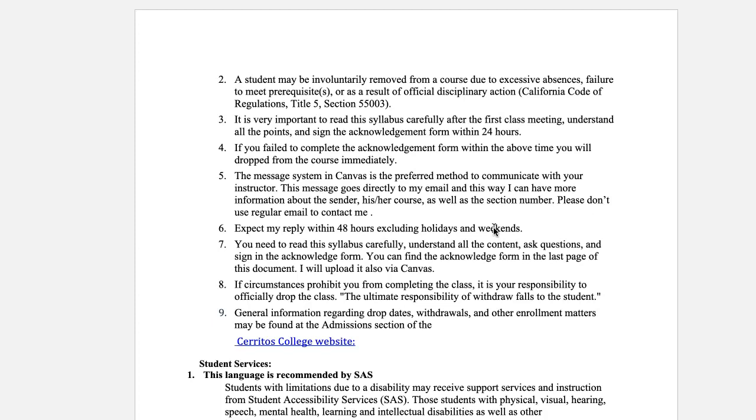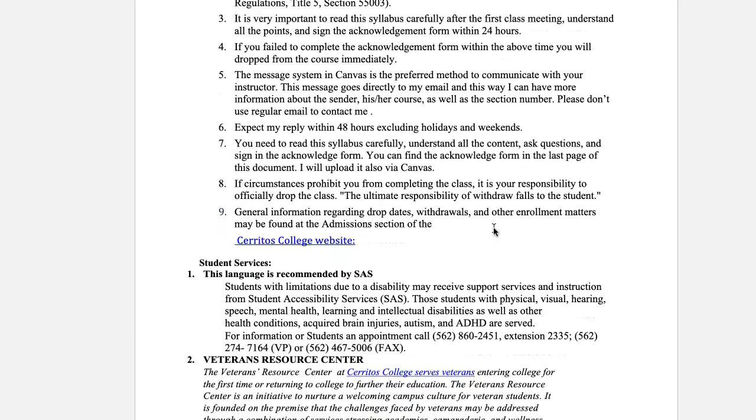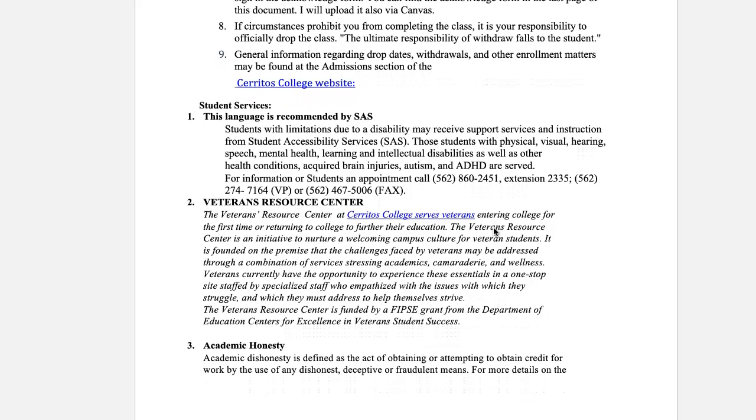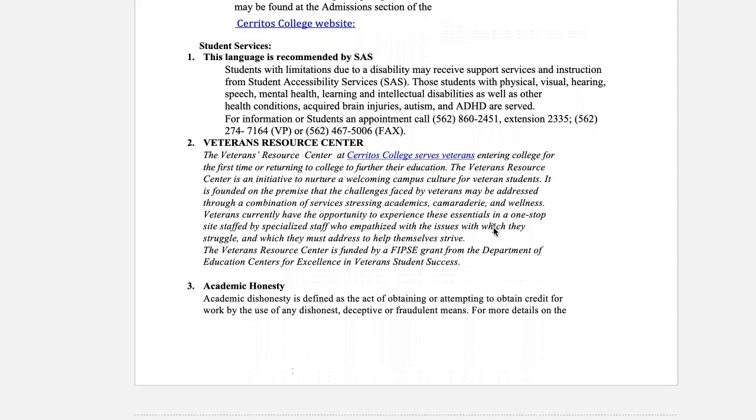The message system in Canvas is the preferred method for you to communicate with me. I will respond within 48 hours, but I am not available during holidays and weekends. Therefore, I did not add any assignment that is going to be due on the weekend. Also, it's your responsibility to drop the course if you feel that this is not what you want.